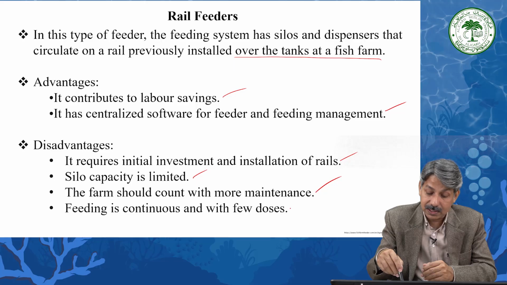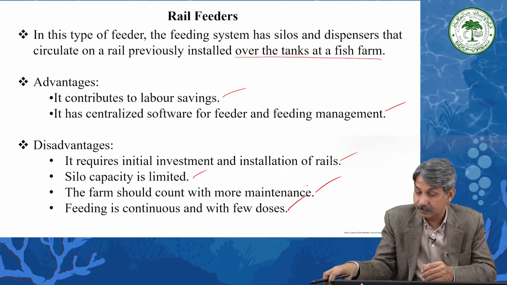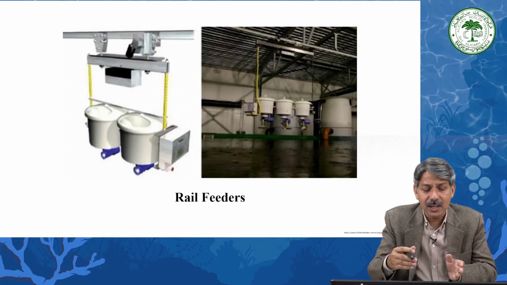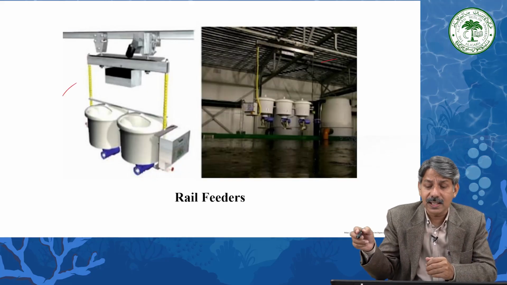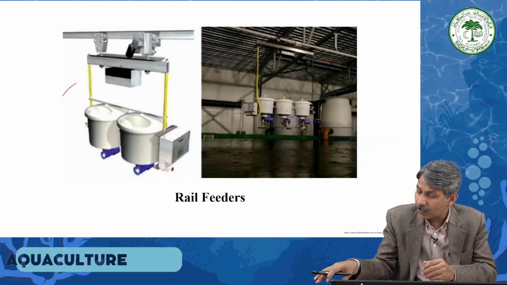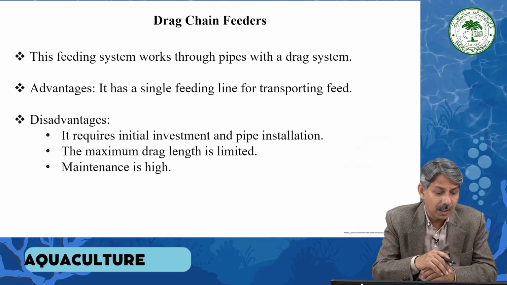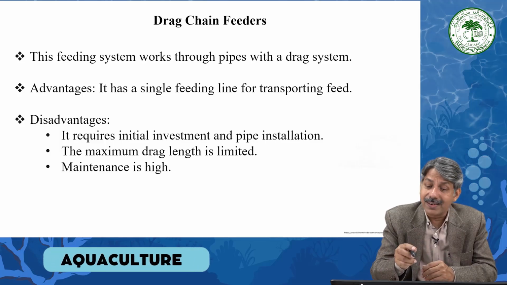Feeding is continuous and with few doses. This is how such kind of rails can be fixed over tanks, and you can operate it for dispensing the food.